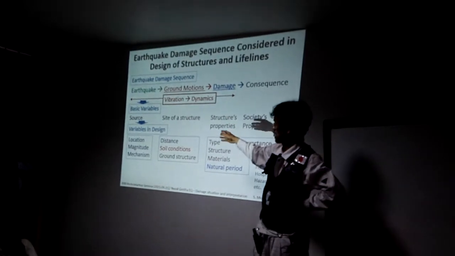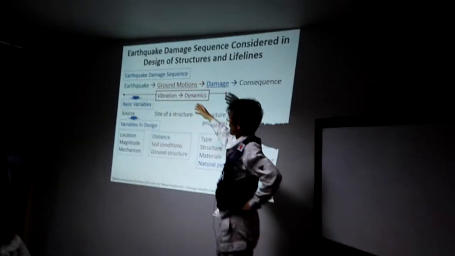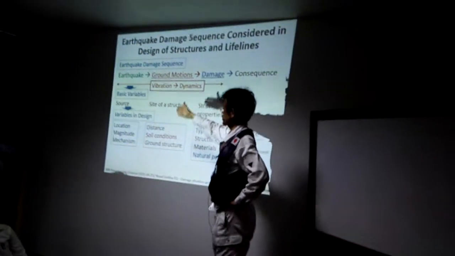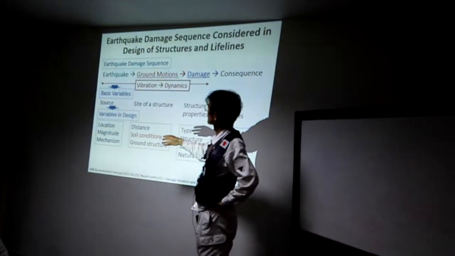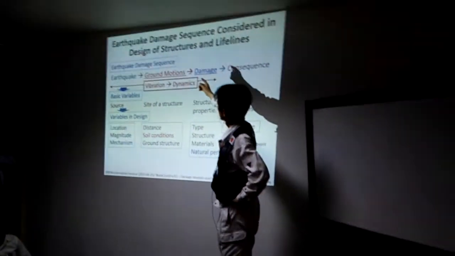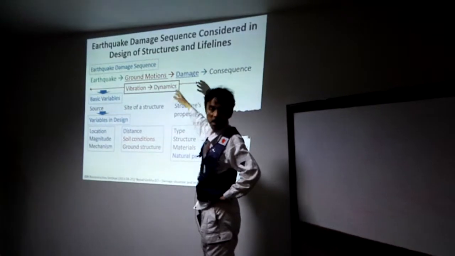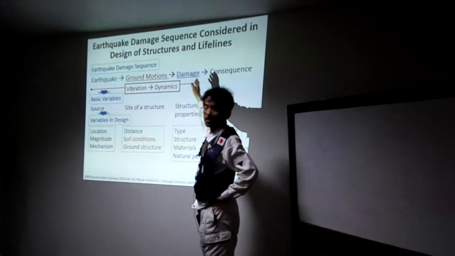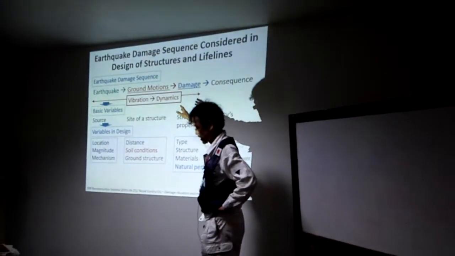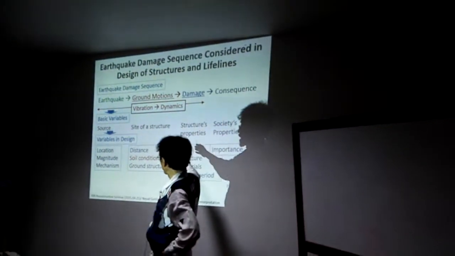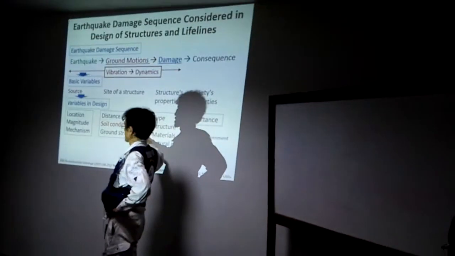In actual design, in the case of earthquake, the origin is location, magnitude, and mechanism. Ground motion. Okay? This is the cause of damage. Direct cause of damage. Ground motion is strongly influenced by, of course, distance and soil condition, ground structures.